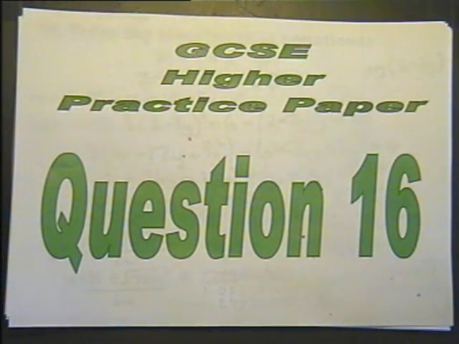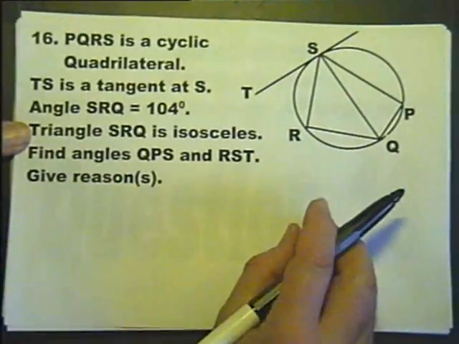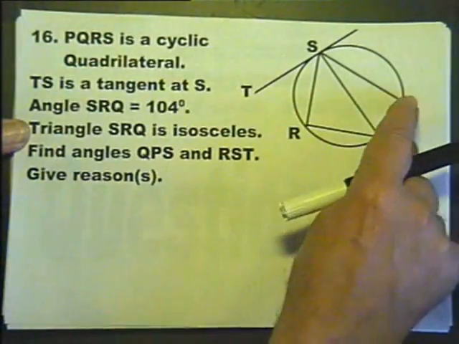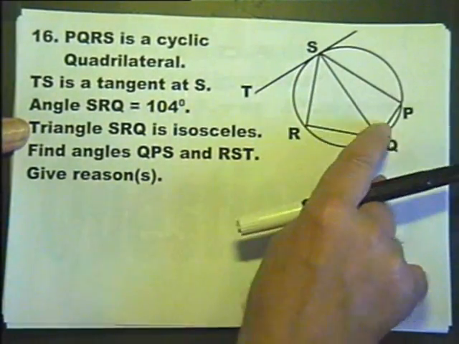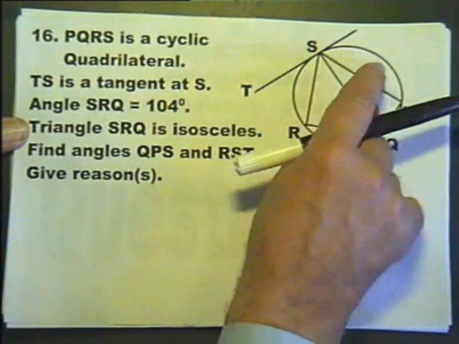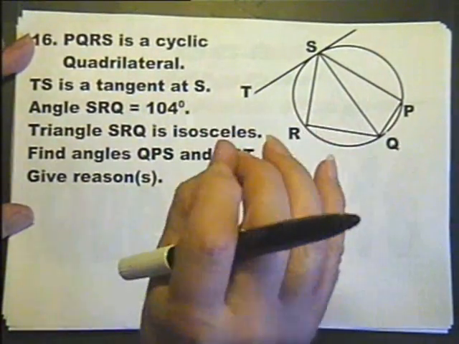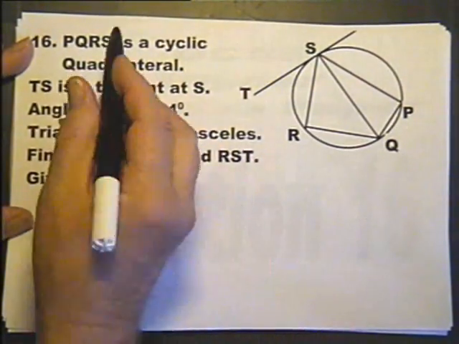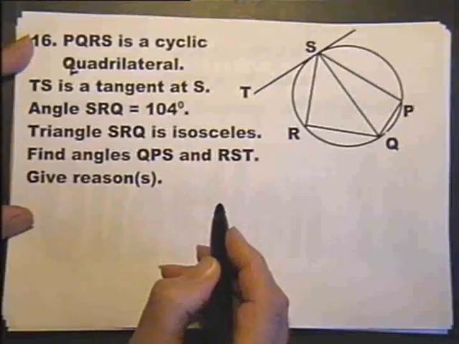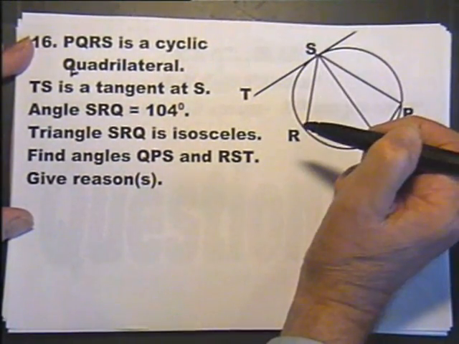GCSE Higher Practice Paper 5B, question number 16. We're told that PQRS is a cyclic quadrilateral. In other words, it's a four-sided shape that fits perfectly inside a circle. Each of the points is on the circumference of that circle, and not all quadrilaterals do that, only cyclic ones. That should be a small q, really. TS is a tangent at the point S.